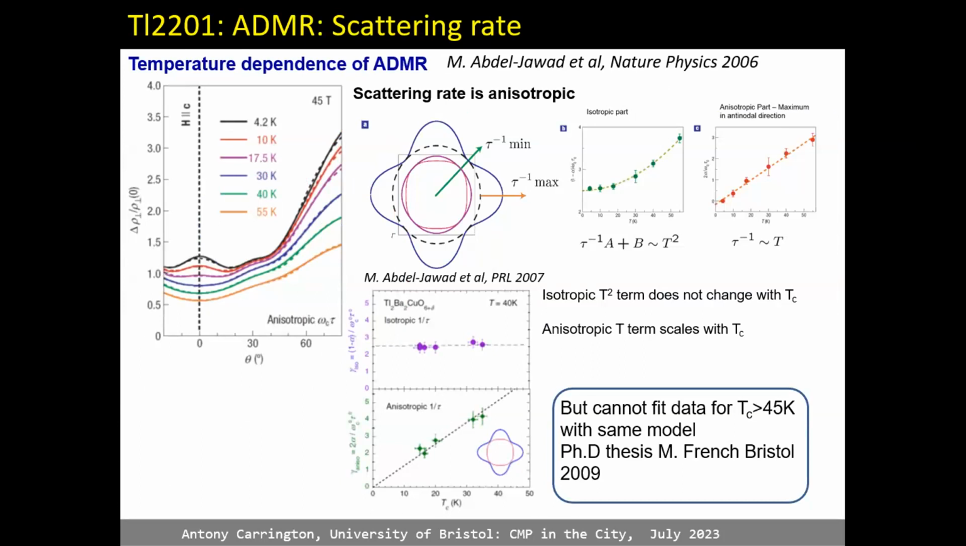So in LSCO, just remind me, I thought it's reversed, so the claim is that the constant part is anisotropic and the T-linear part is isotropic. Is that true? So this is some recent data from Louis' group in neodymium-doped LSCO at one specific doping.